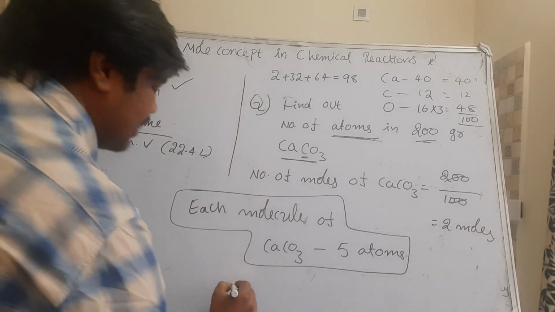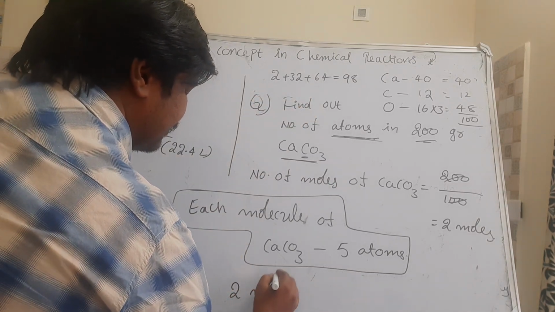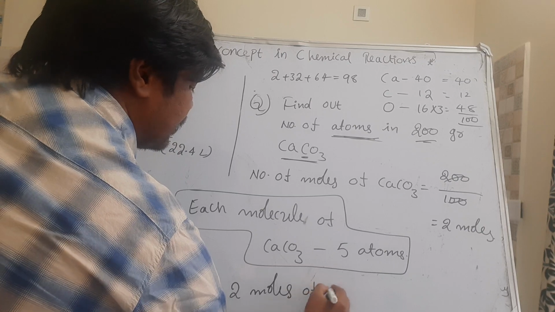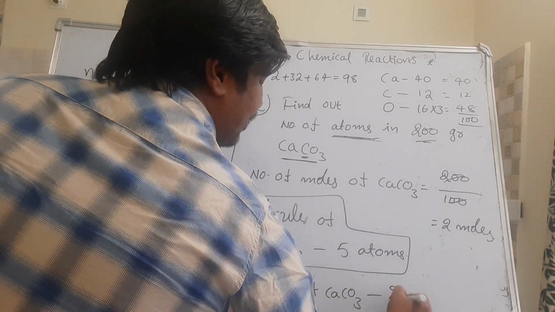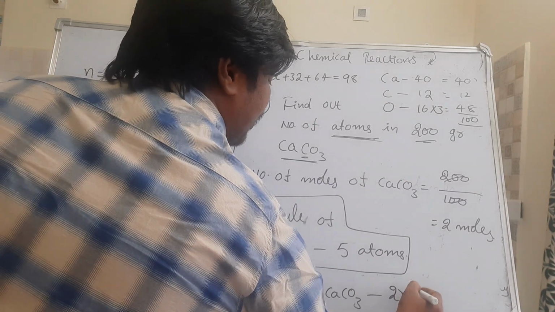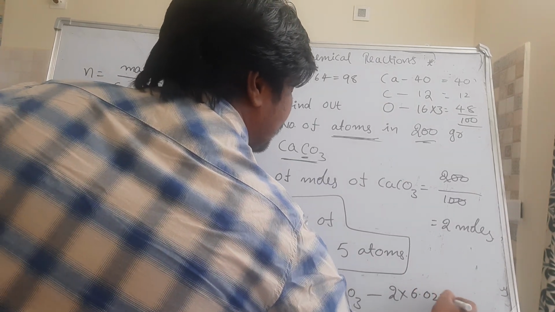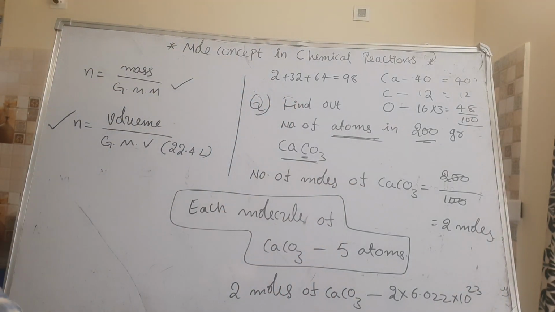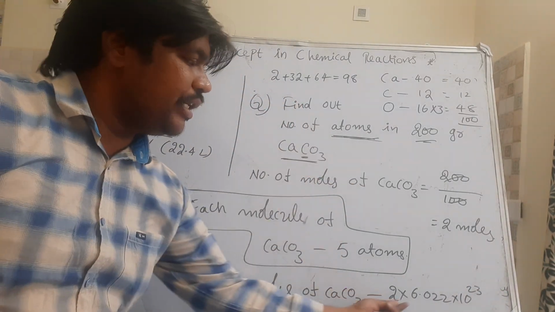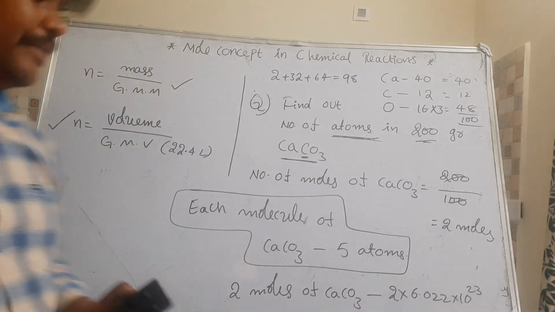2 moles of CaCO3 contains 2 into Avogadro number of molecules. You know this or not? 1 mole contains Avogadro number of molecules. 2 moles contain 2 into Avogadro number of molecules, right?